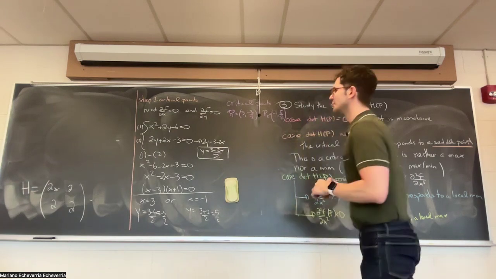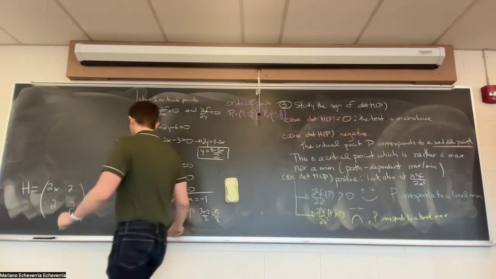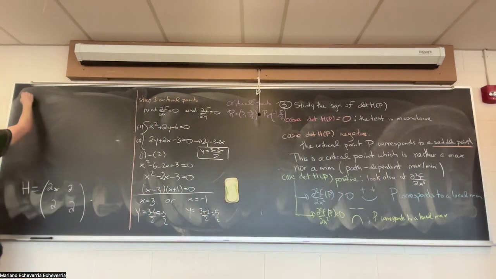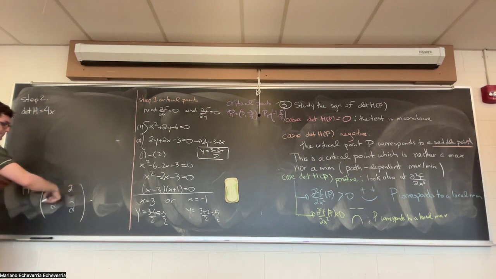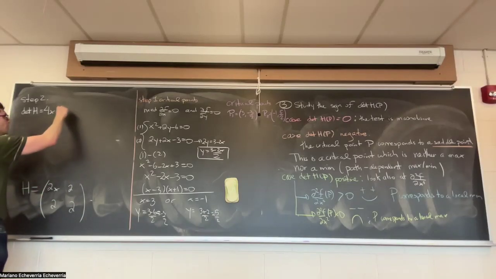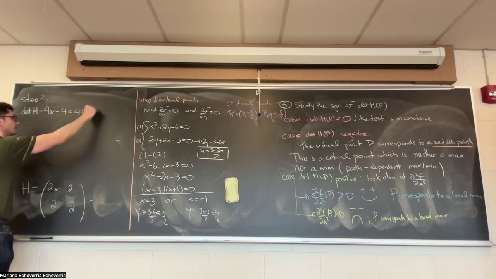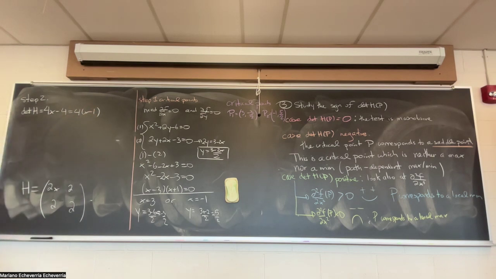So step 2 is to use the Hessian matrix. What is the determinant of the Hessian matrix? Well, the product along the first diagonal is 4x, minus the product along the off-diagonal terms, which is 4. So it's 4 times x minus 1. Okay, so that's the determinant.